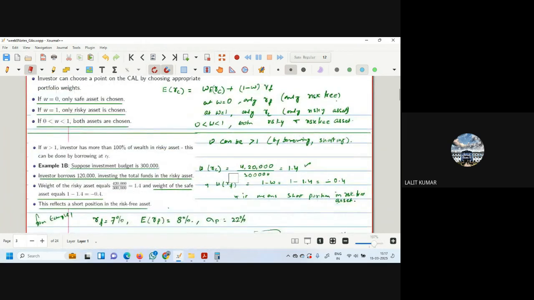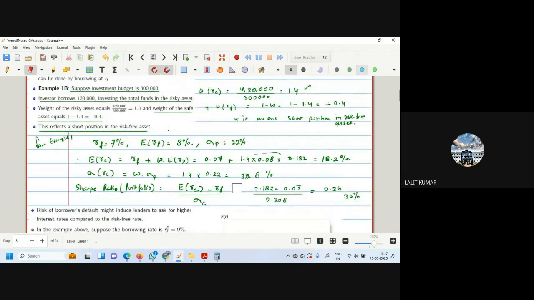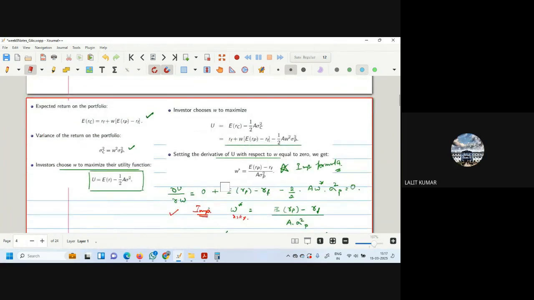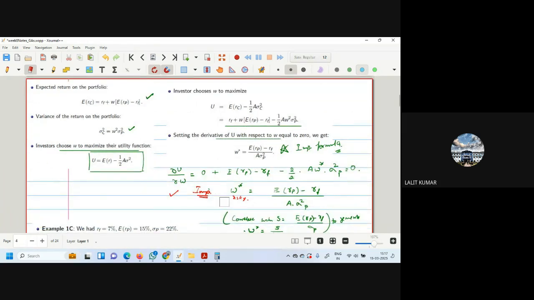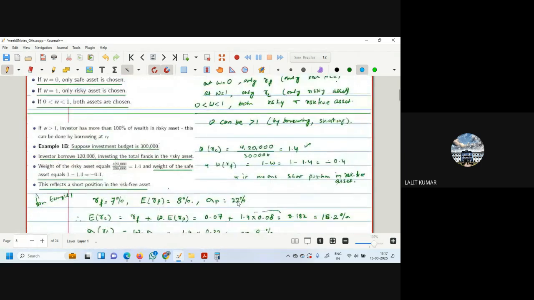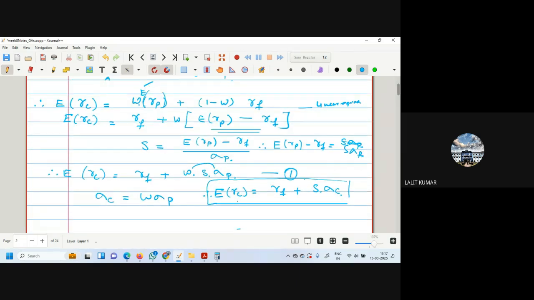Why I'm doing this is because, if you forget the formulas also, we should be able to do this. I will come through the W star derivation. So it is coming from the W star. W, though, you can calculate from here directly. If anything is given, you can find the W from here.